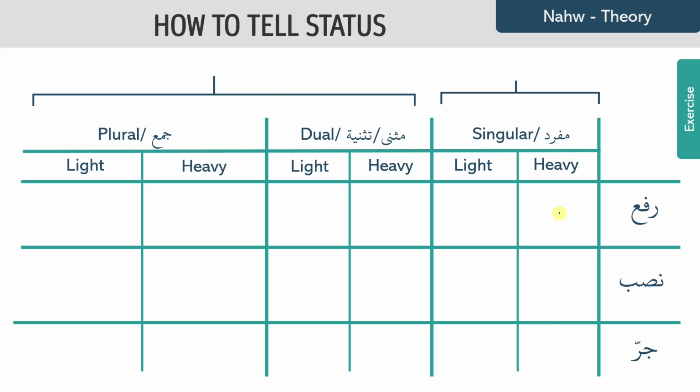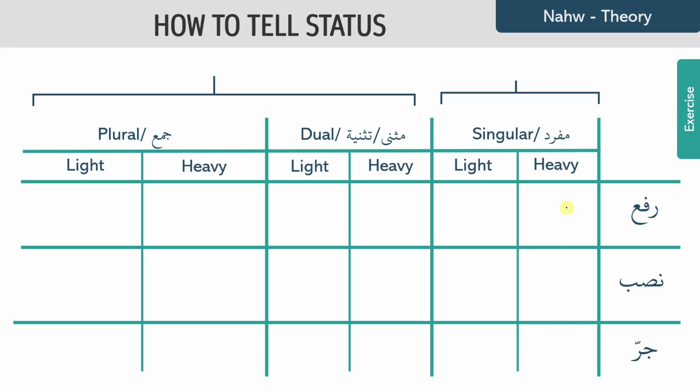So i'rab is the last harakat of a word, or is the suffix. A suffix is something that you add at the end of a word. And so in Arabic, what gives away the status of a word, whether it is rafa, nasab, or jar, is either given by the harakats or is given by the suffixes. So we'll see those right now.